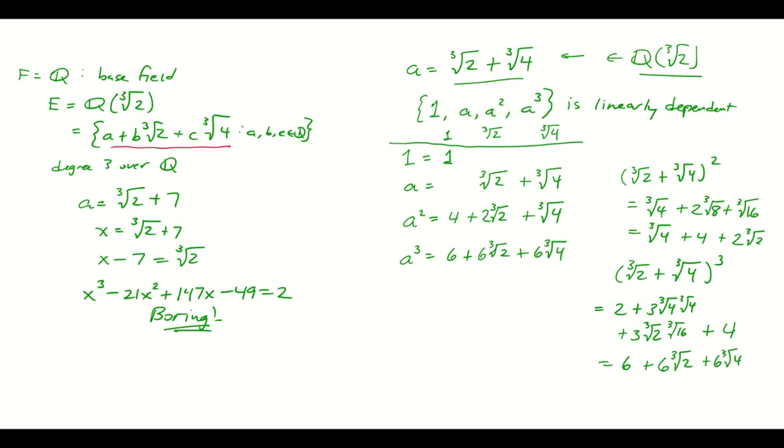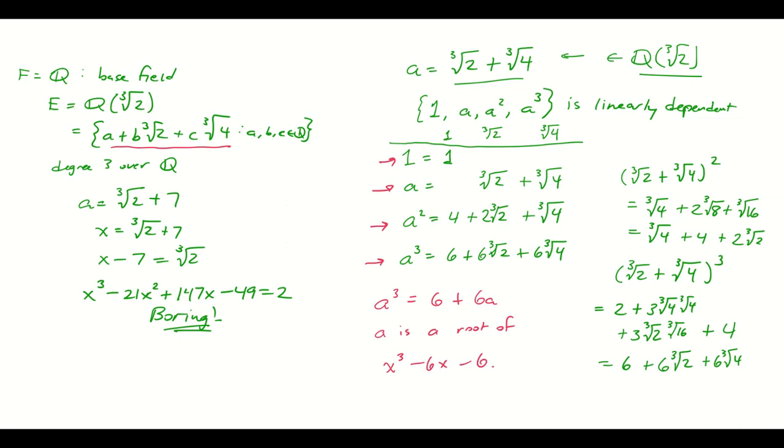Okay, now do I have a dependency among 1, a squared, and a cubed? And actually, mercifully, I think that I do, and it's not too hard. I think that I have a cubed equals 6 plus 6a. Check that I'm right about that. I think that I am. So that would mean that a is a root of x cubed minus 6x minus 6.